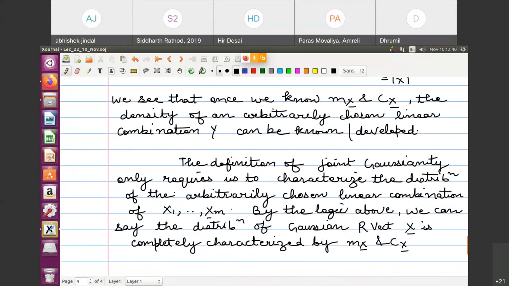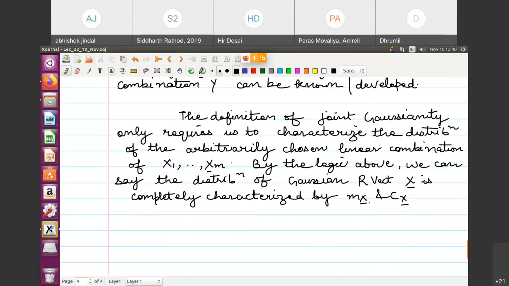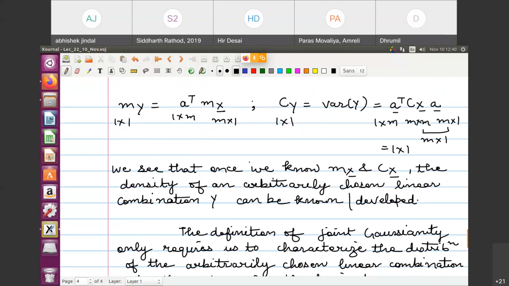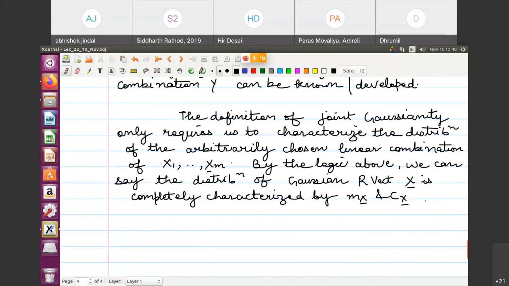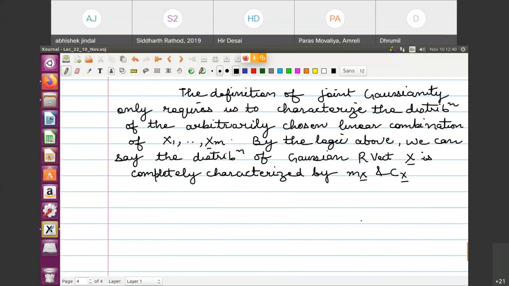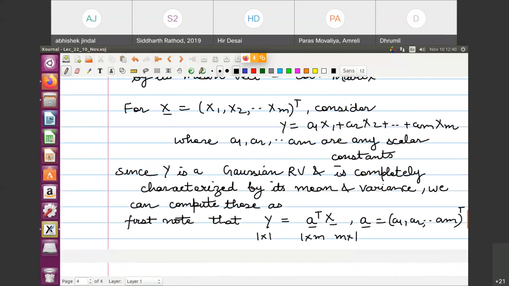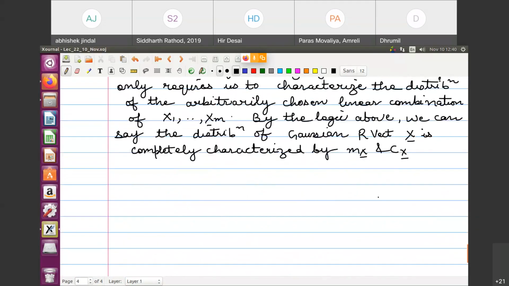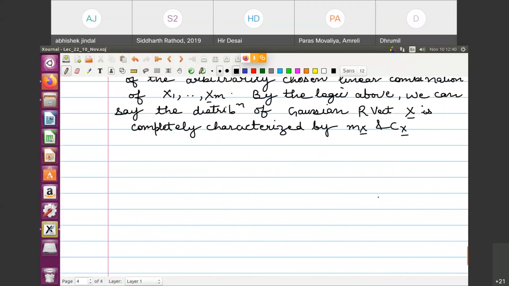The definition of joint Gaussianity only requires us to characterize the distribution of the arbitrarily chosen linear combination. So by the logic above, that is the logic which we have just derived, we can say the distribution of a Gaussian random vector is completely characterized by mx and Cx. Okay, so this is not a very rigorous statement, but at the level at which we want to study Gaussian random vectors, this will suffice. This is some sort of a logical way of saying this. Why? Because we have derived it from the definition. So that will work for us as of now.